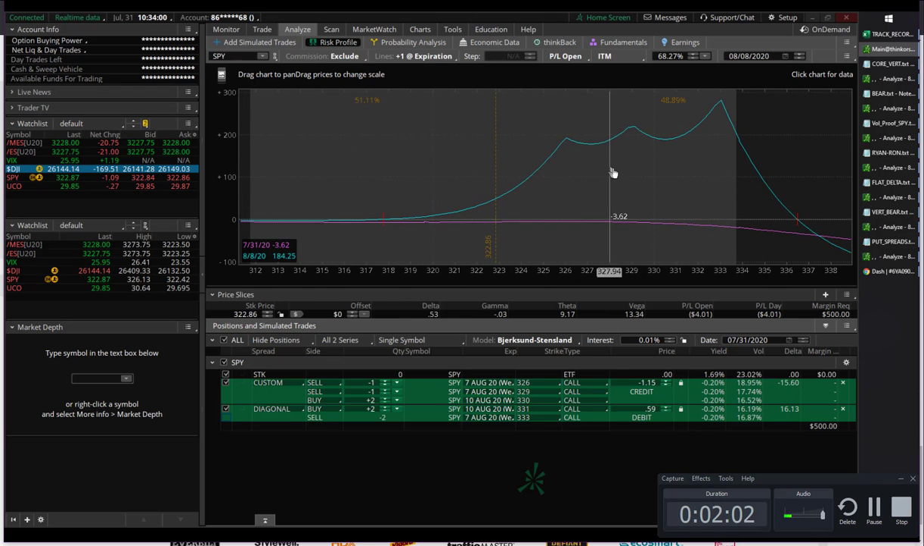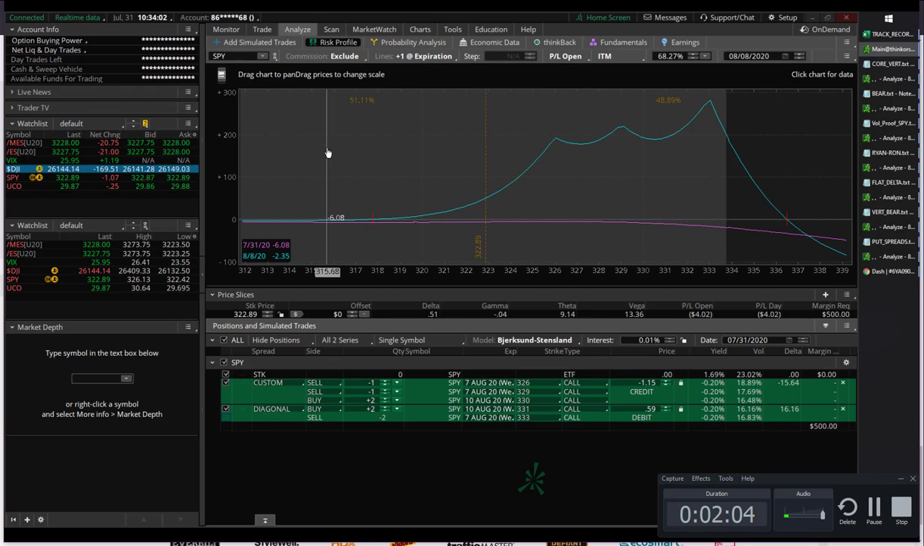Okay, now you can see if the market falls, you can't lose anything, and if the market goes up, theoretically you're making all this money. So I did a trade exactly like this last week, and I've done it many weeks, and here are real results.